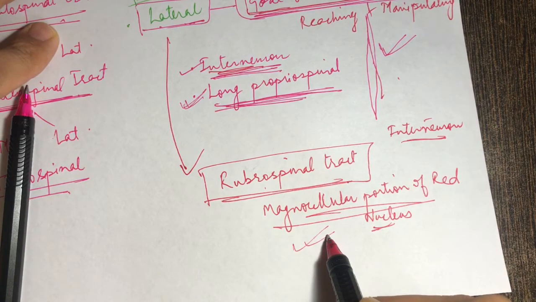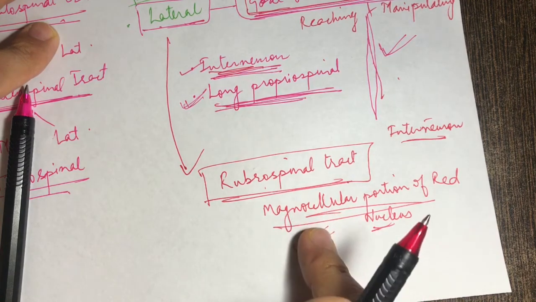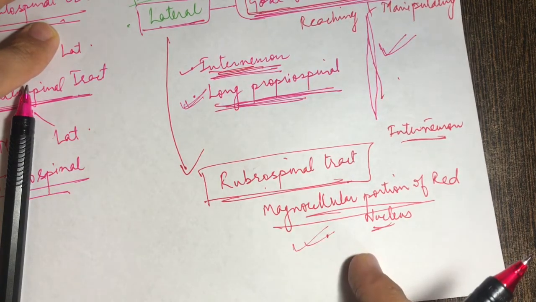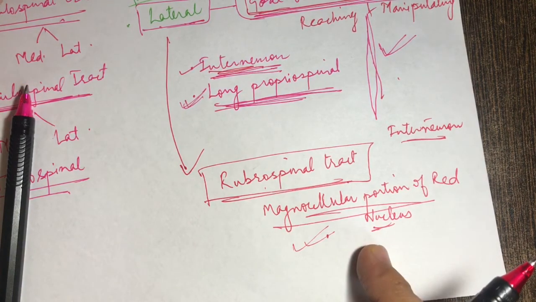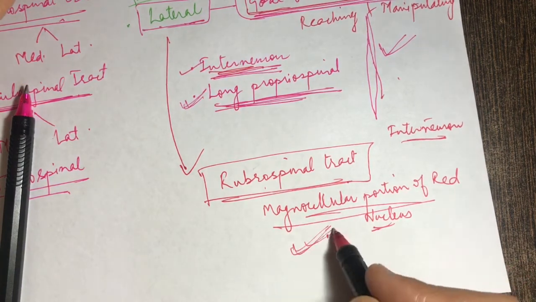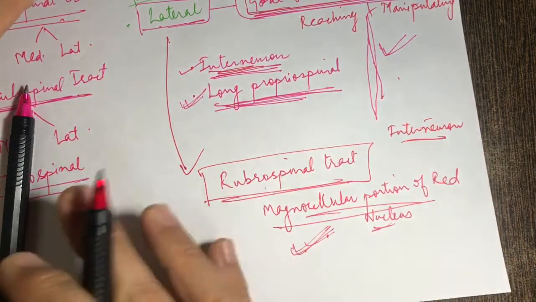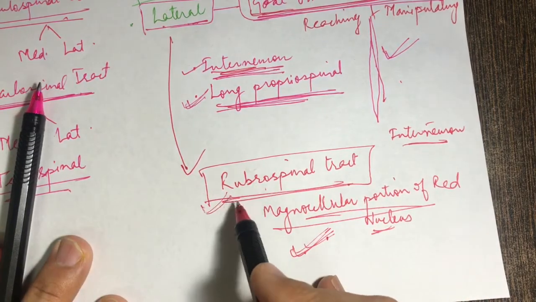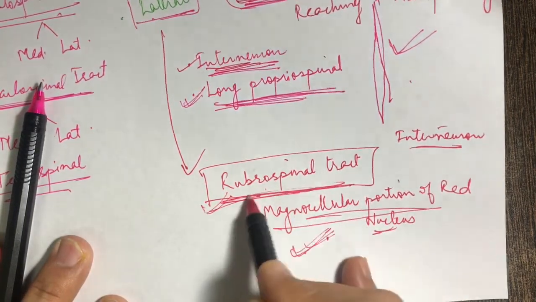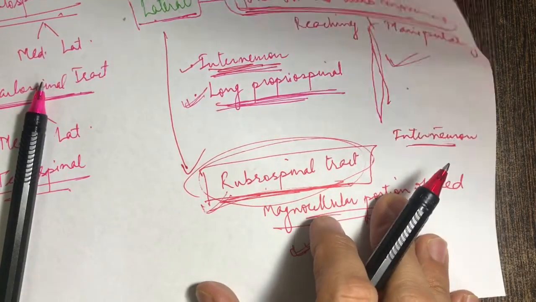These rubrospinal tracts descend through the medulla to the dorsal part of the spinal cord. They are highly developed in four-limbed animals like the cat and the monkey, but in the case of human beings, they are not so well developed. They are very less developed because the function of this rubrospinal tract is done by the corticospinal tract itself.